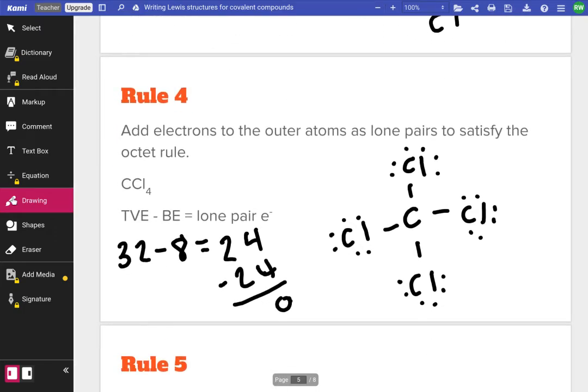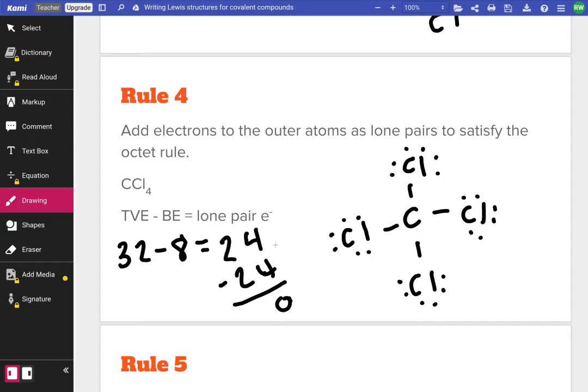Rule 4, you're going to add electrons to the outer atoms as lone pairs until you've satisfied the octet rule. So remember, every atom wants to have 8 electrons. They could be in a bond, like a dash, or they could be as lone pairs with the dots just next to each other. So at this point, to figure out how many lone pairs of electrons I have, I'm going to take my total electrons at the start, which was 32, and I'm going to subtract the number of bonded electrons, which was 8.